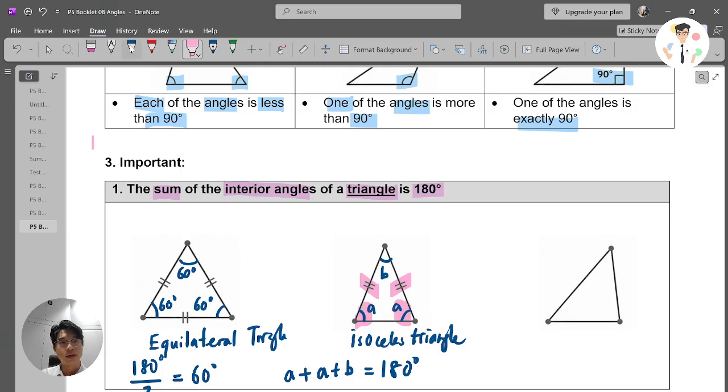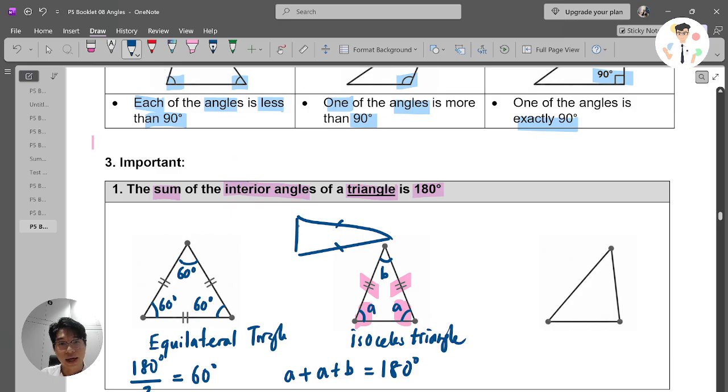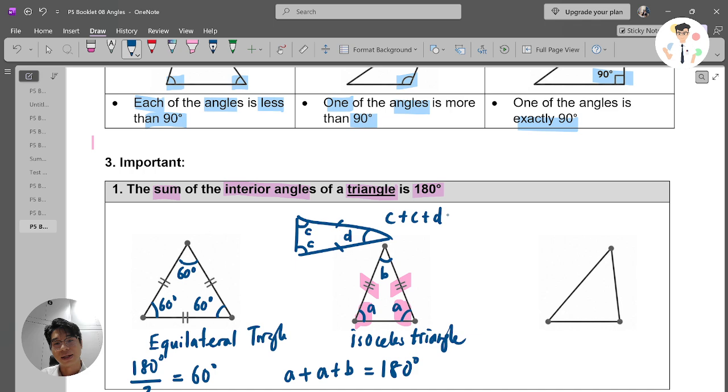Okay? Teacher, what if I see an isosceles triangle that looks like this? Okay, this side and this side are the same. If this and this side are the same, the angle here and the angle here will be the same. Not here, here. Because this line and this line mean this angle and this angle are equal. Means that if here is C, here also will be C, and here will be D. And I know C plus D is 180.